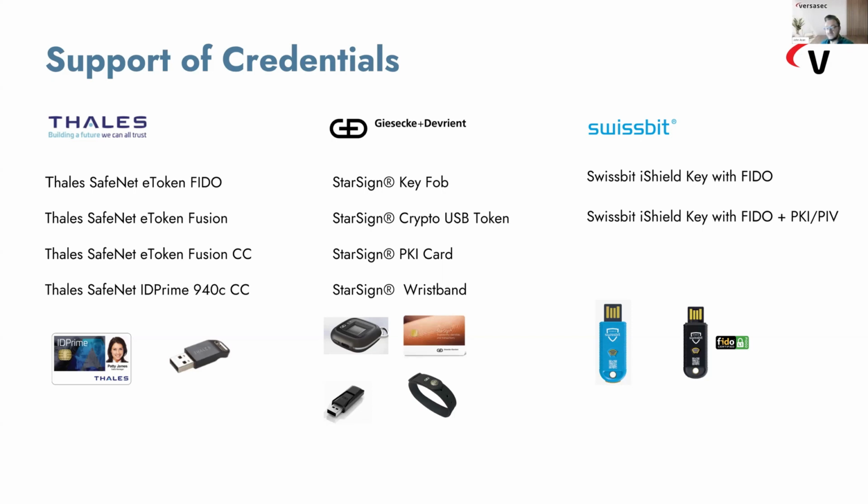From Swissbit, the iShield Key with FIDO, the FIDO only token, the blue one there. The iShield Key with FIDO and PKI PIV merges the FIDO with the added security of the PIV, catering to more specific security requirements there.